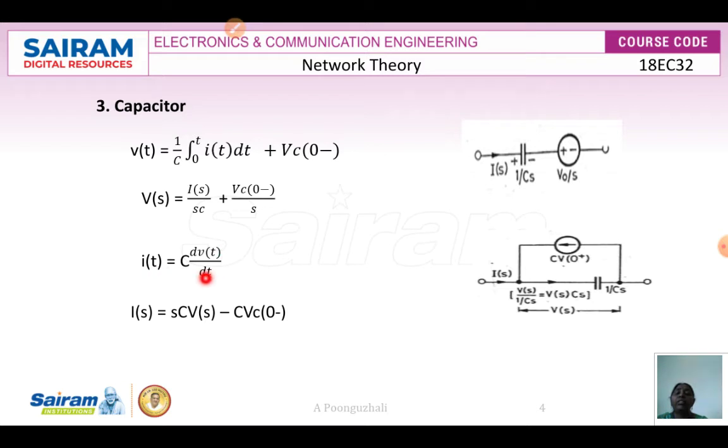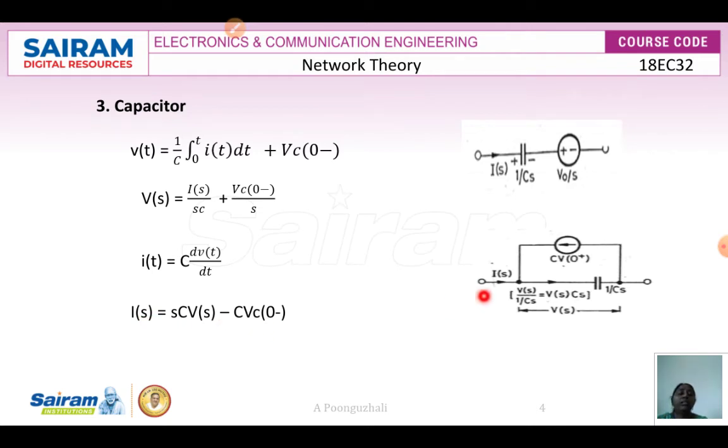So if I take the Laplace transform of this, it is going to be I of s is equivalent to C into the Laplace transform, which is S into V of s minus Vc of 0 minus. So if I multiply it, your I of s is equal to S into C into V of s minus C into Vc of 0 minus.